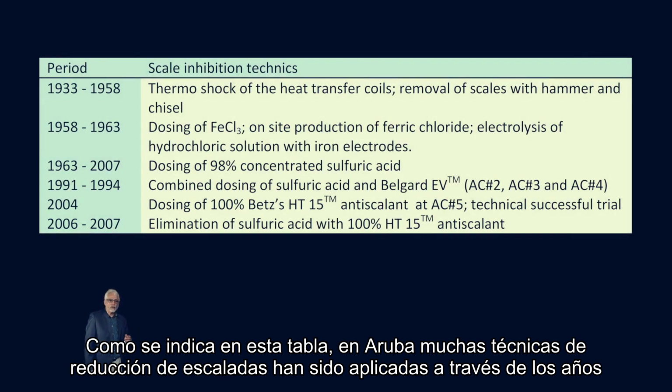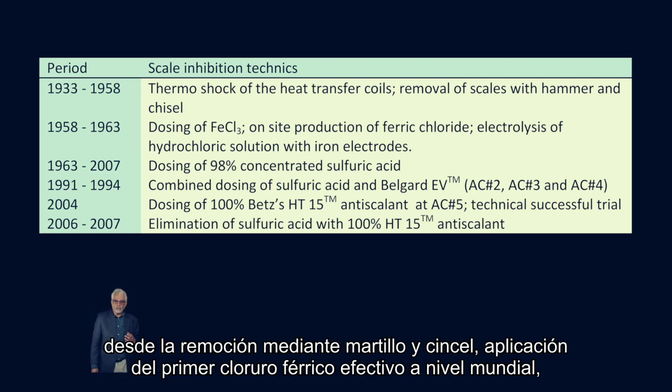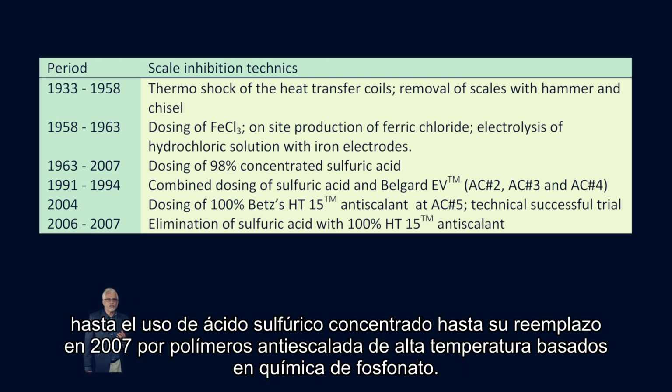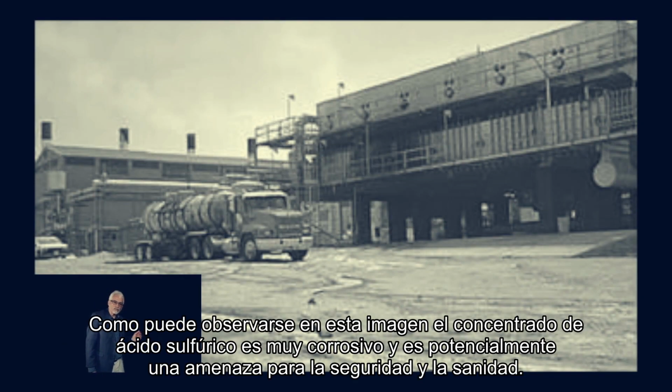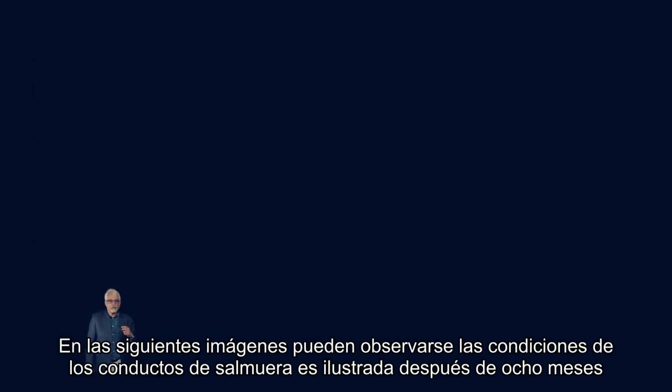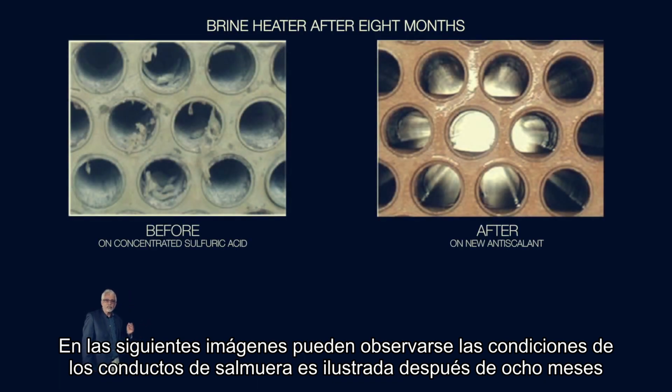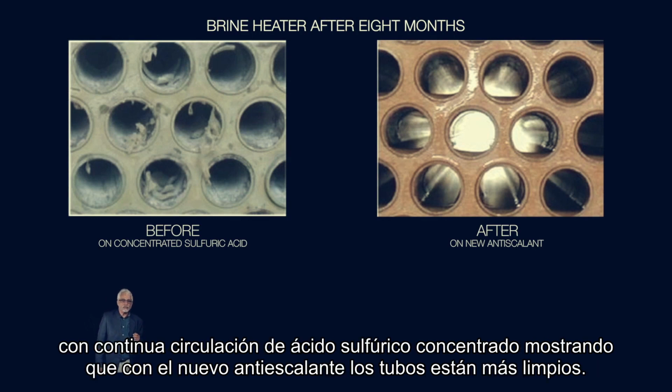As indicated in this table, in Aruba, many scale removal techniques have been applied over the years, from removal with hammer and chisel, application of the first worldwide effective ferric chloride, to concentrated sulfuric acid, which was replaced in 2007 by a novel high-temperature anti-scaling based on polymeric phosphonate chemistry. As shown in this picture, concentrated sulfuric acid is very corrosive and a potential health and safety hazard. In the following pictures, the condition of the brine heater is illustrated after 8 months of continuous operation on concentrated sulfuric acid, showing still some scaling, and on the new anti-scaling with very clean tubes.